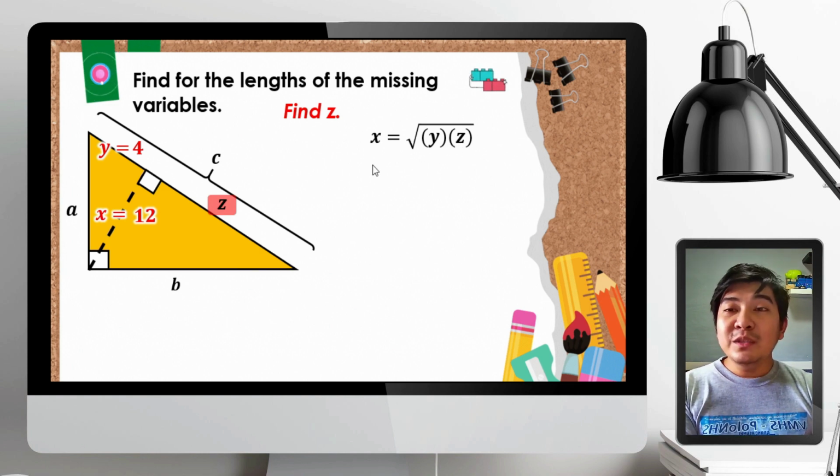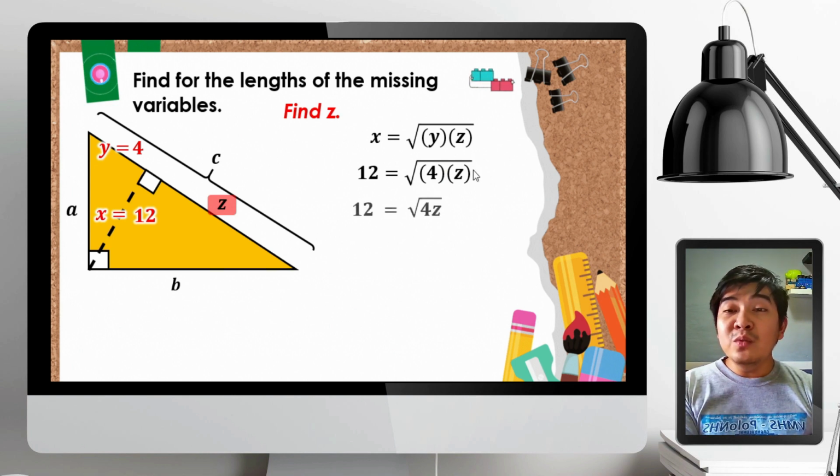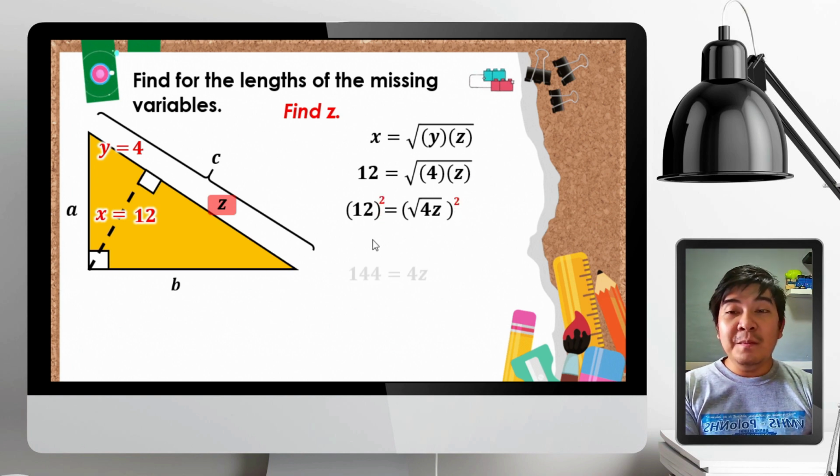And then let us substitute our given lengths. So the length of X is 12 and the length of Y is 4. So that will now be 12 is equal to the square root of 4Z. And then after that, we need to eliminate our square root or radical. So para makuha yon, we need to raise both sides of the equation by 2. So 12 squared is 144. And then the square root of 4Z squared is just simply 4Z. May kakancel natin si radical symbol at yung exponent na 2.